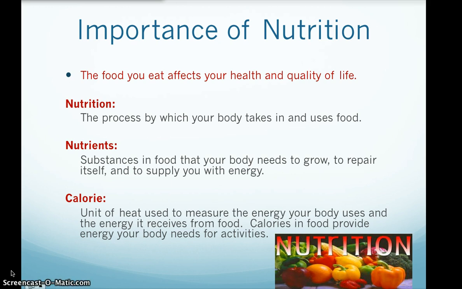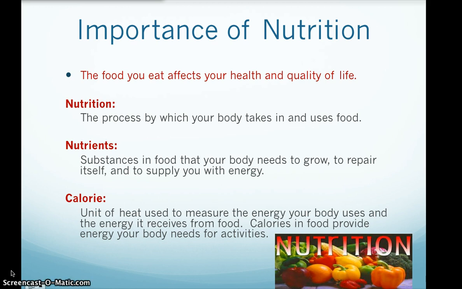Nutrients, once again, are substances in our food that our body needs to grow, to repair, and to help supply us with energy as well. The very last vocab word is calorie. A calorie is defined as a unit of heat used to measure the energy your body uses and the energy it receives from food. Calories in food provide energy your body needs for activities.